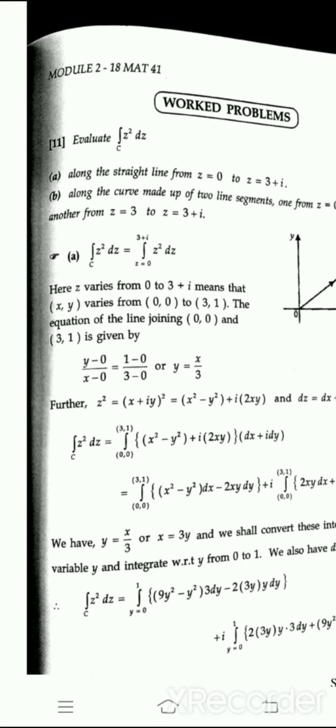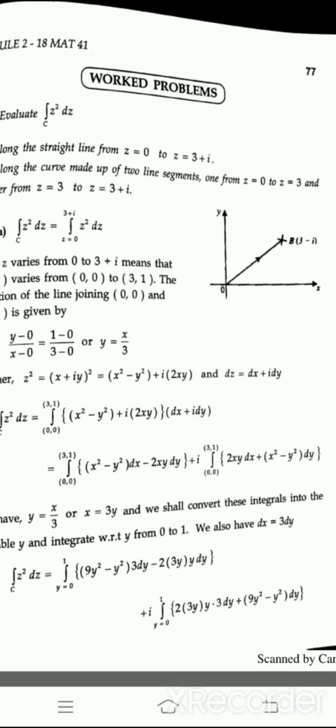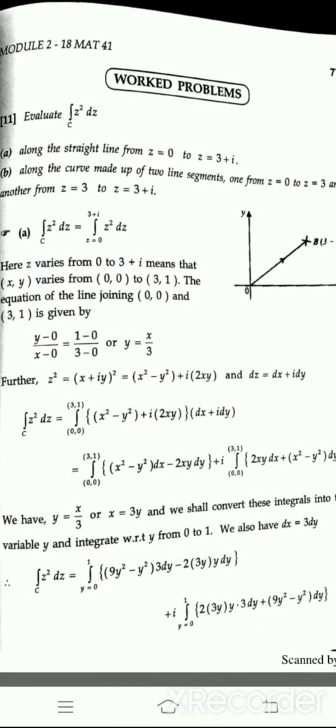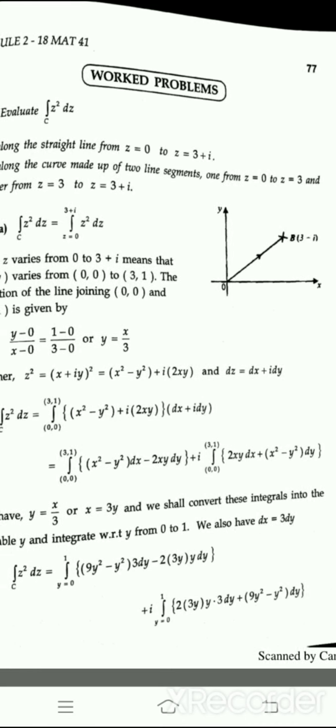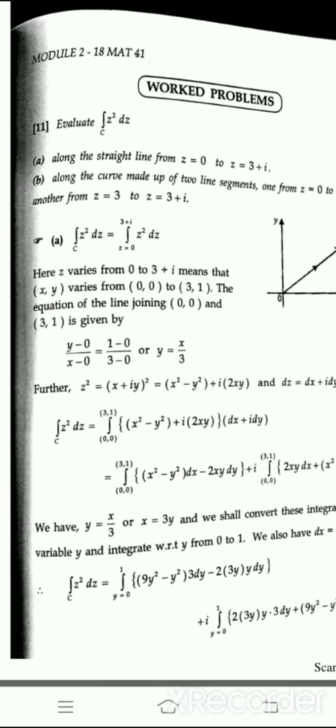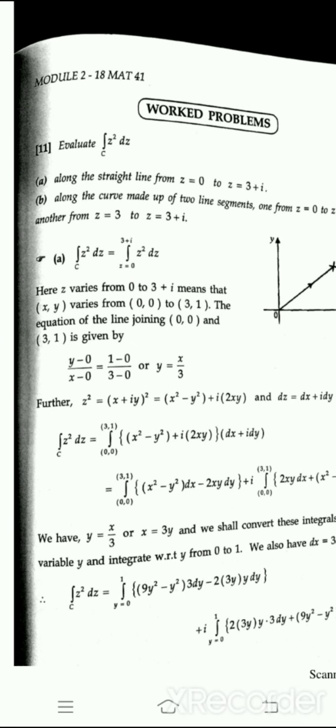Here z varies from 0 to 3 plus i, so take the coordinates on the x and y axes. This is the point 3 plus i. The line is given by (y minus 0) divided by (x minus 0) equals (1 minus 0) divided by (3 minus 0). What is the value? y equals x by 3.